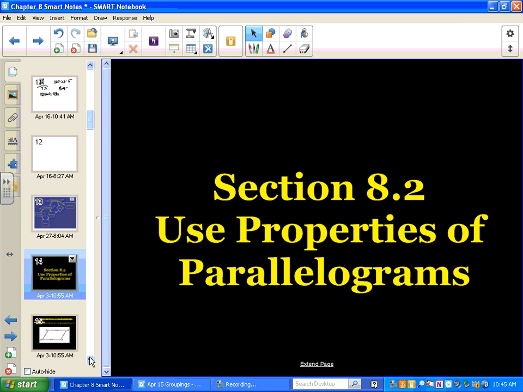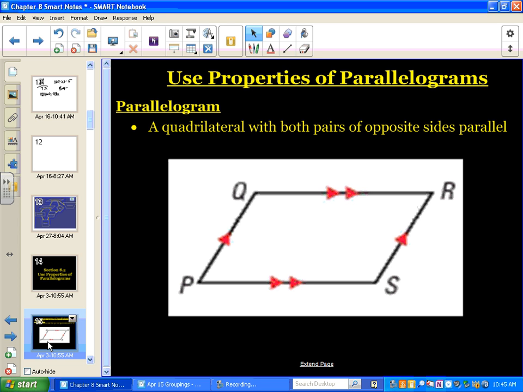What's a parallelogram, Tyler? Very good. Quadrilateral with both pairs of opposite sides parallel. Now, what's the first thing that we proved about a parallelogram? We did a coordinate proof, and we proved what about a parallelogram, Pierce? Very good. We proved the opposite sides to be congruent. So QR is congruent to PS, and QP is congruent to RS.